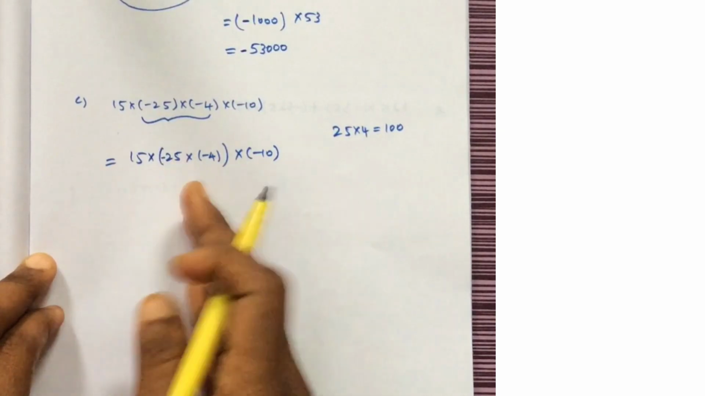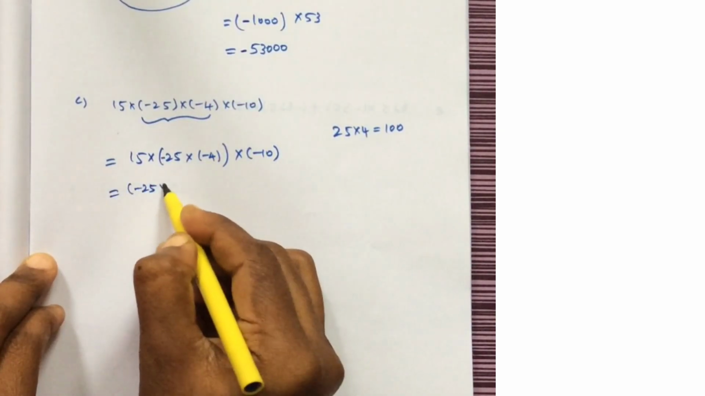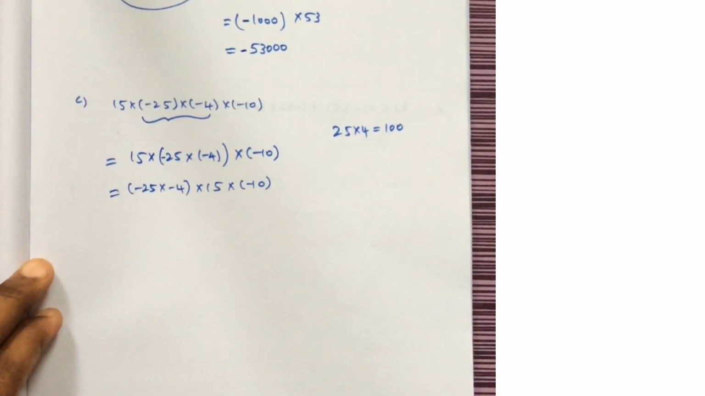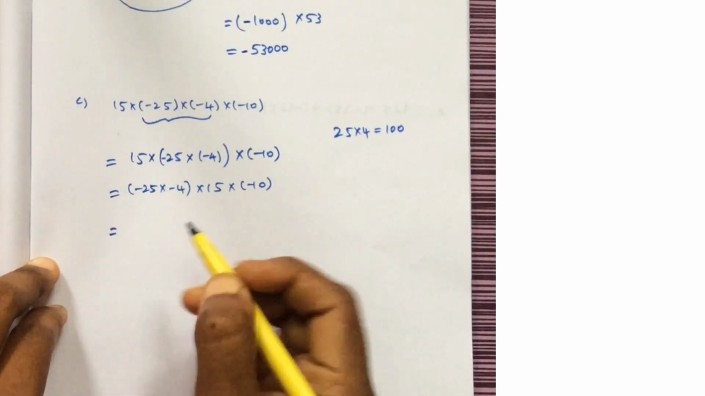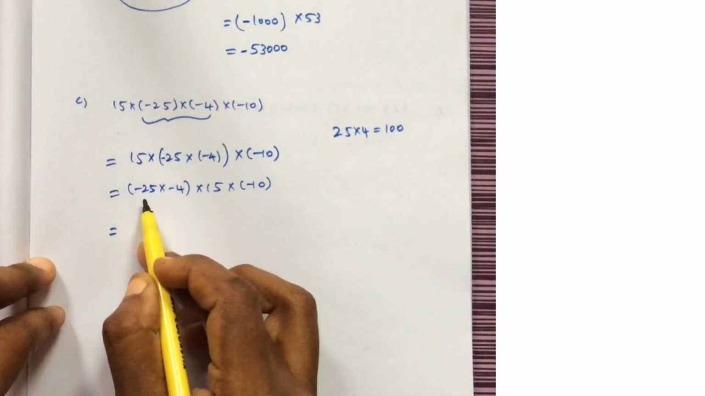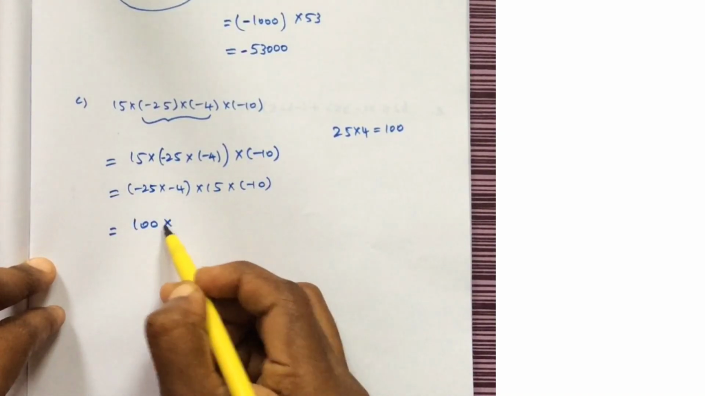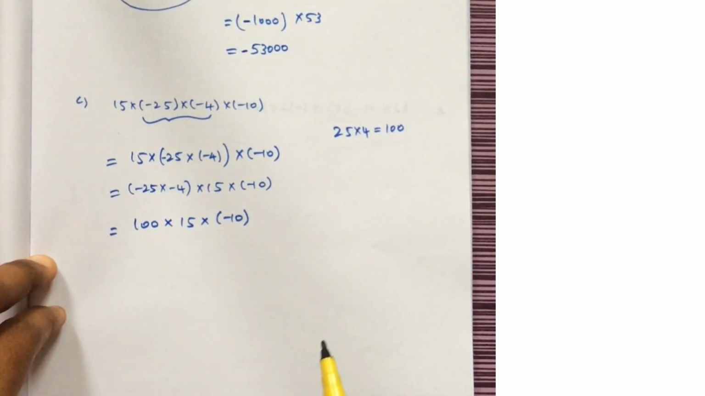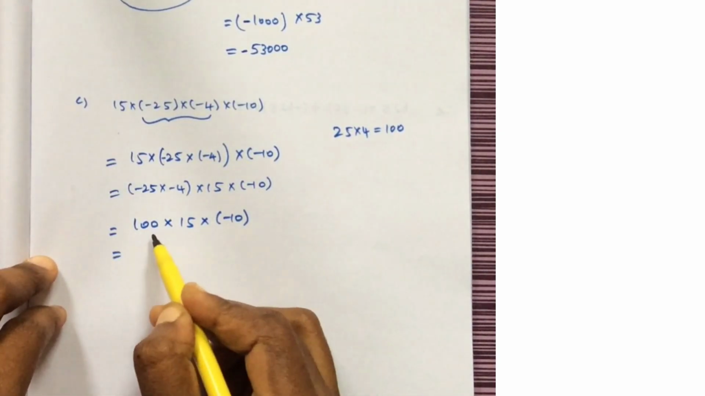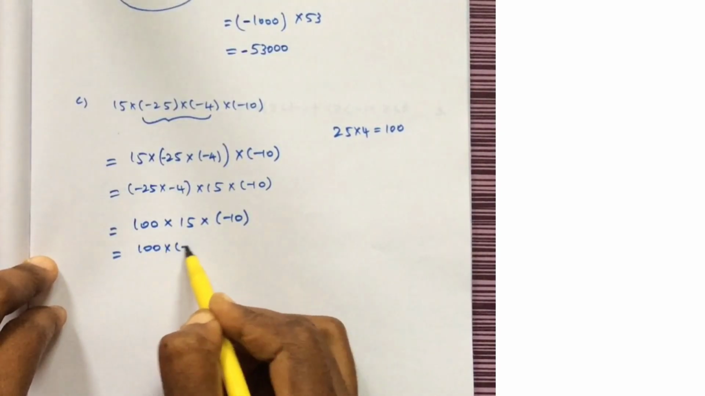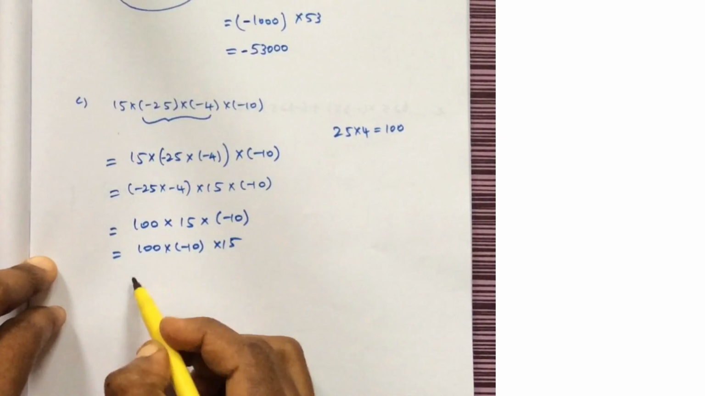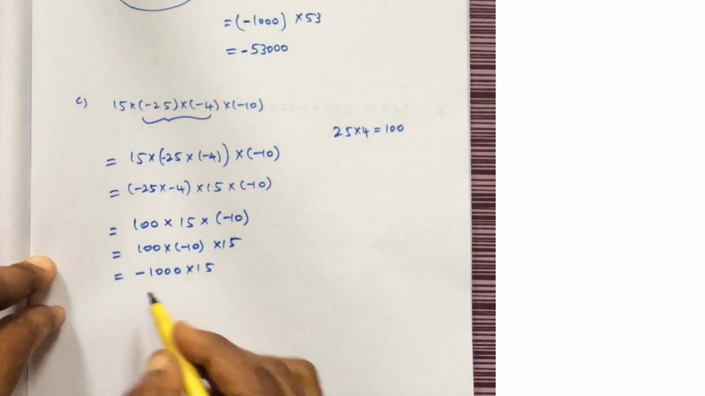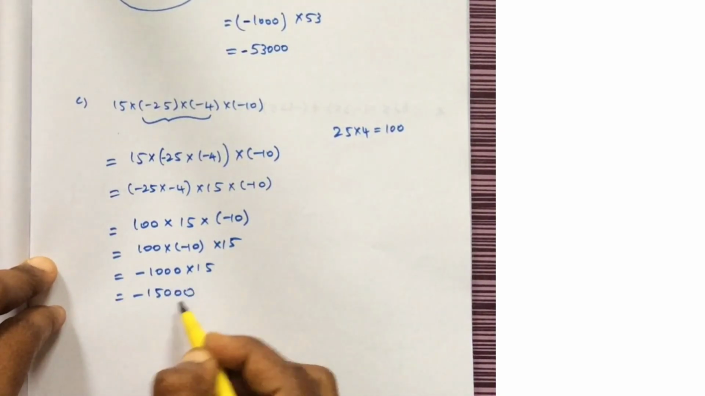Okay, we can also interchange the order. What is that? Minus 25 multiplied by minus 4 multiplied by 15 multiplied by minus 10. In this way also we can write. Now what is here is, what is minus into minus? Plus. 25 multiplied by 4 is 100. 100 multiplied by 15 multiplied by minus 10. Now we can see here, it is very simple. If you multiply 100 multiplied by minus 10 multiplied by 15, that is equal to, here plus into minus is minus, 1, 2, 3 zeros multiplied by 15, that is equal to minus 15,000.